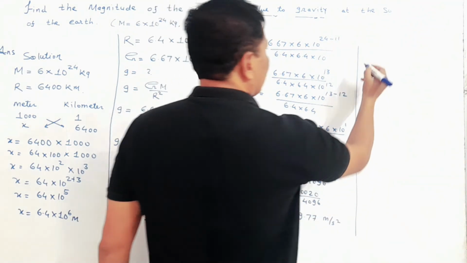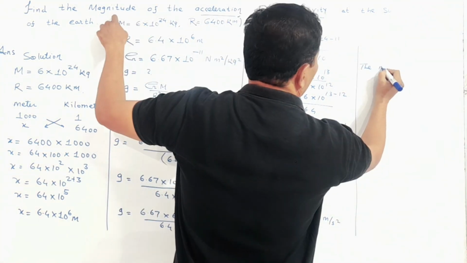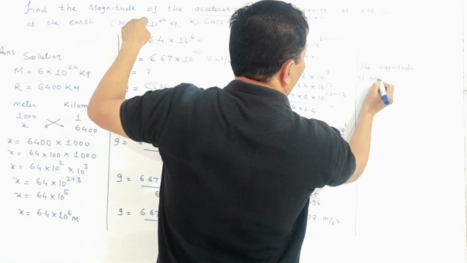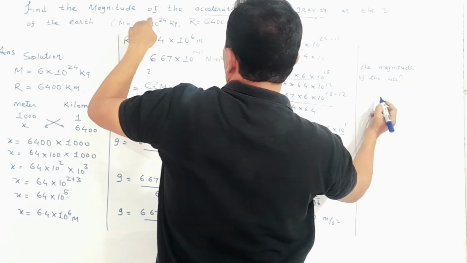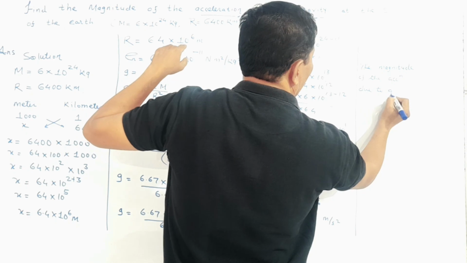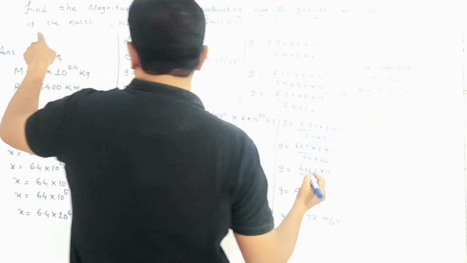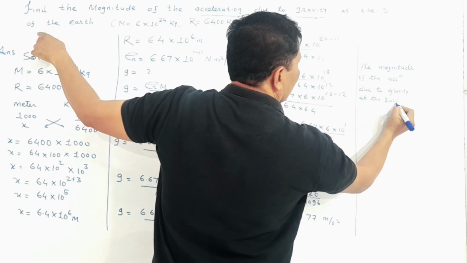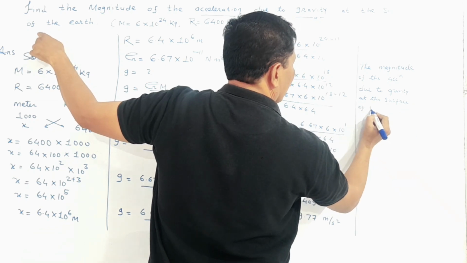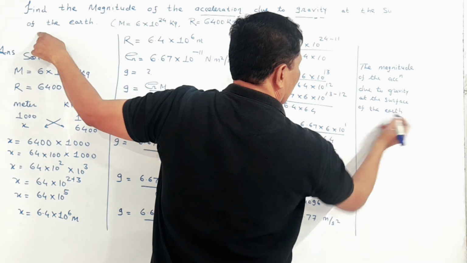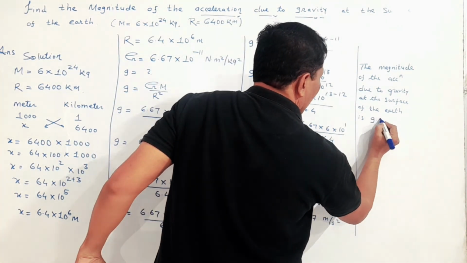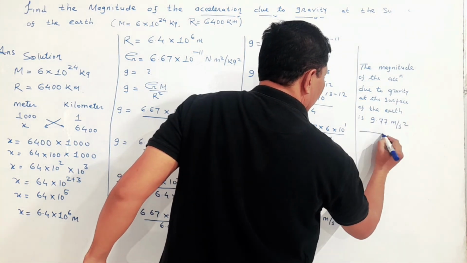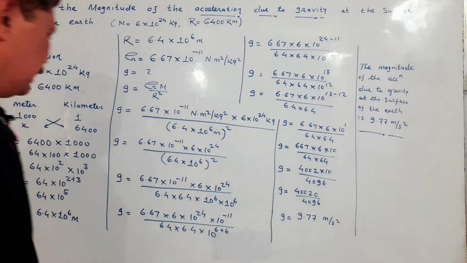So my dear student, we can write the magnitude of the acceleration due to gravity at the surface of the earth is 9.77 meter per second square. This is the answer. Let's study the next problem.